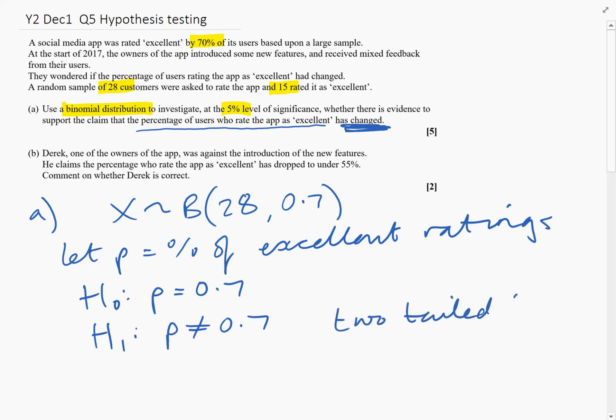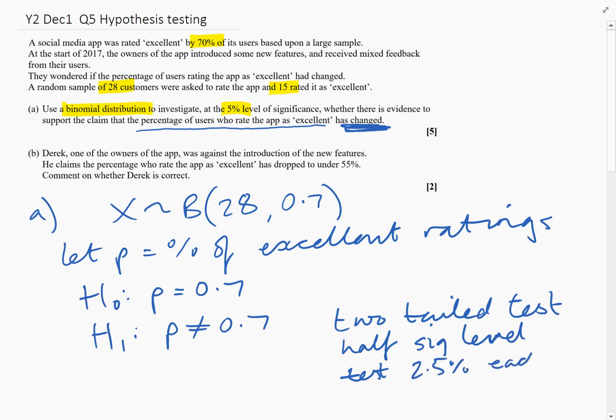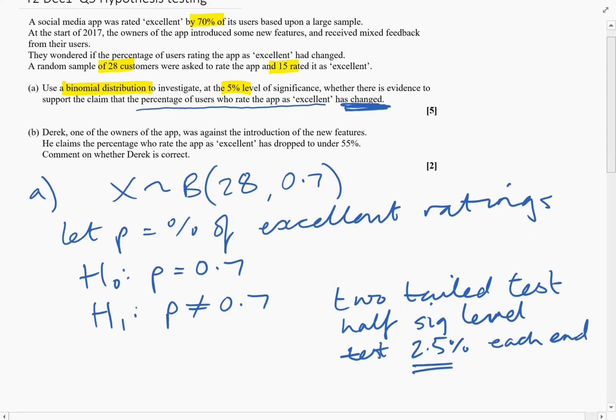Two-tailed test. So we halve the significance level and test 2.5% at each end. Okay, so that's key, that it's a two-tailed test, this question.